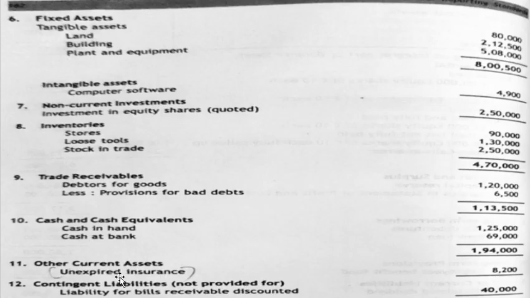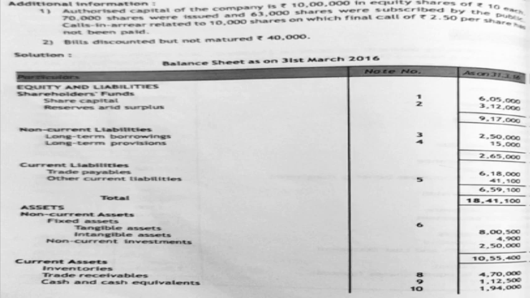Then the last adjustment is contingent liabilities. Here in this problem, in the adjustment given in the question, it states that bills discounted but not matured. So when it is not matured, it is in a pending situation. Here it comes under the heading contingent liabilities, because contingent liabilities are those liabilities that may be incurred by the entity depending on the outcome of an uncertain future.